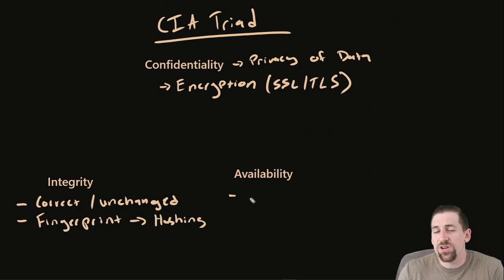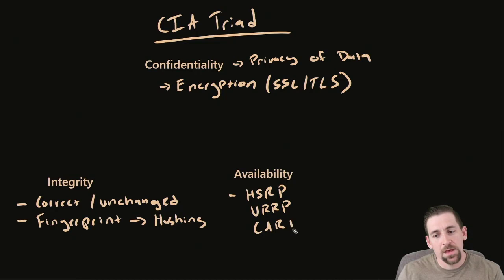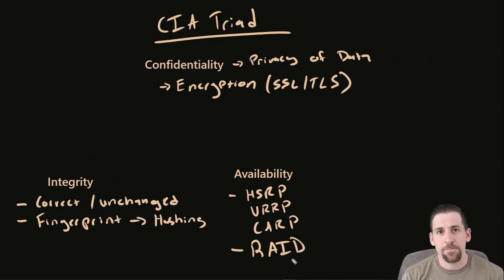So one would be redundancy at the default gateway, perhaps, something like HSRP, VRRP, or CARP, maybe. The other one would be redundancy of data, right, to make sure that the data is available even if you were to have a drive fail or something like that, right? And so something like redundant arrays of inexpensive drives, RAID arrays, might facilitate availability for us as well.